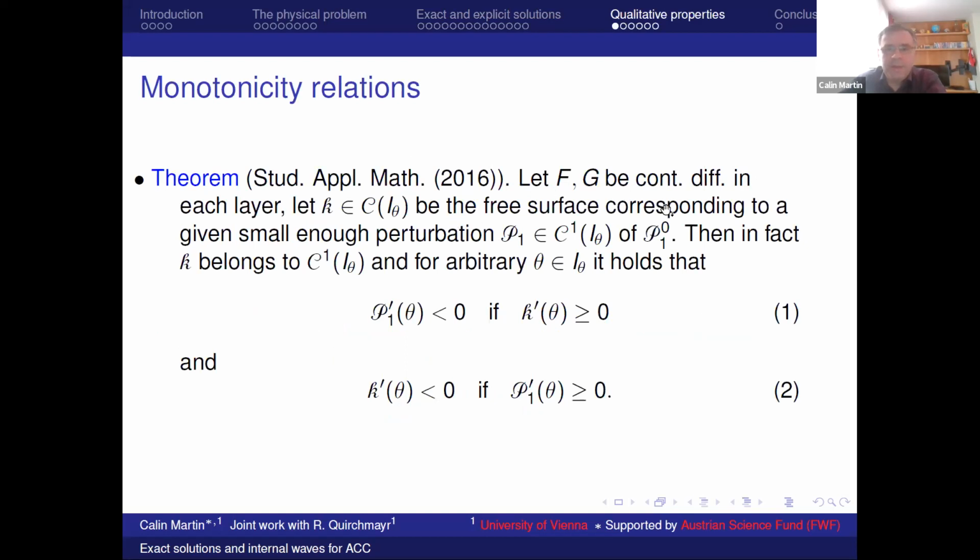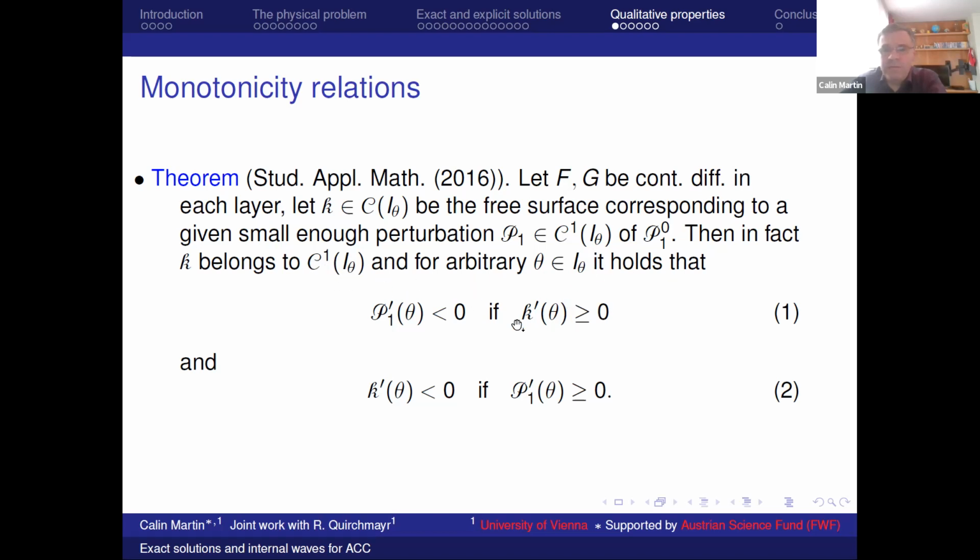So assuming that the azimuthal velocities are differentiable, which is saying that this capital F and G are continuously differentiable in each layer, and that the free surface corresponds to a small enough perturbation of this P01, then in fact this will be C1. So if it is continuous, then by applying some bootstrapping argument, it will be C1.